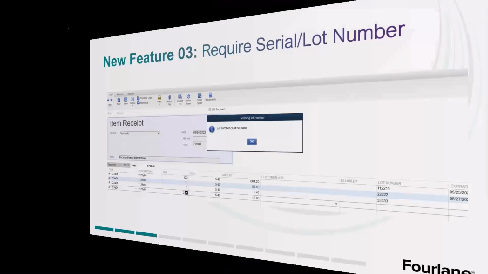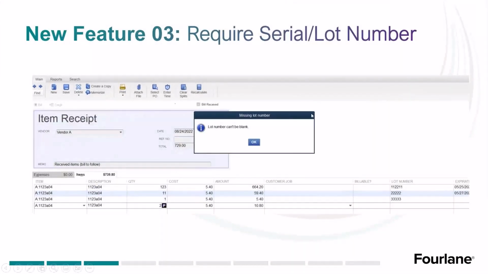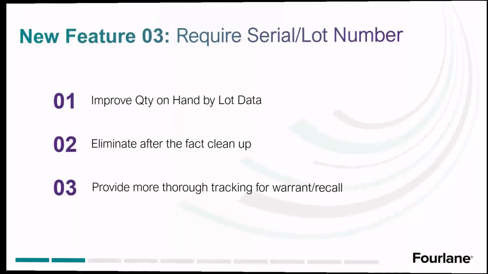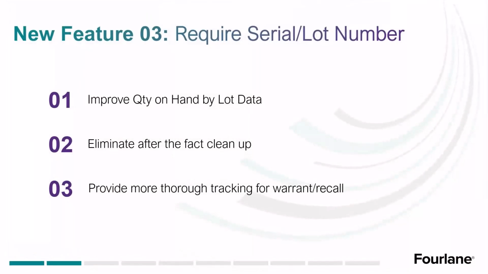So requiring serial and lot numbers. You can see here, I'm not going to take you guys through this, but it's just, lot number can't be blank. You have to put a lot number in. Before it would just give you a warning. So this will help you to improve the quantity on hand by lot number data. It'll eliminate after the fact cleanup, which we have to do a lot of times, go in and fix lot numbers missing, serial number as well, but most of my clients use lot number. And also provide better tracking for warranties or recalls, right? Because it's required now.